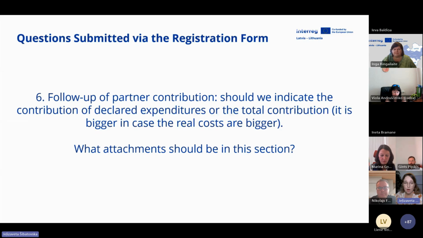Thank you. Follow-up of partner contribution. Should we indicate the contribution of declared expenditures or the total contribution? It is bigger in case the real costs are bigger. What attachments should be in this section? In this section, as I showed, there shall be no attachments. But for the amount, it's a partner contribution, so it's 20%, and it's the same. It will not change, and it will not be smaller or bigger. It's the same as shown and calculated in the financial overview section. So you just need to copy this amount.